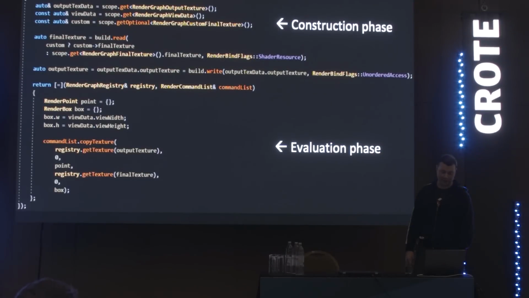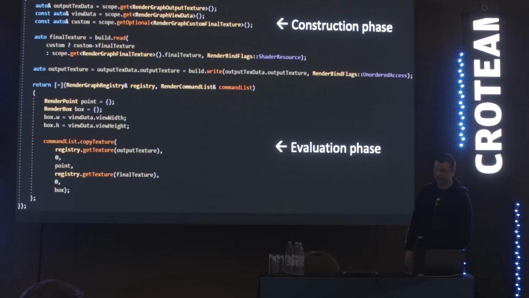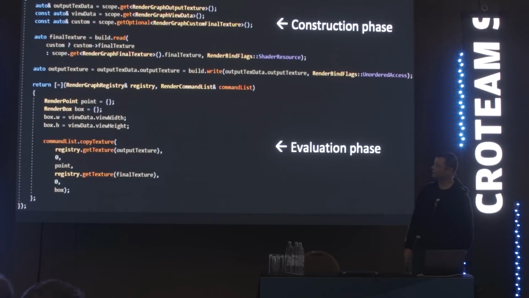Here's an example render graph pass with construction phase up top and the evaluation phase at the bottom.